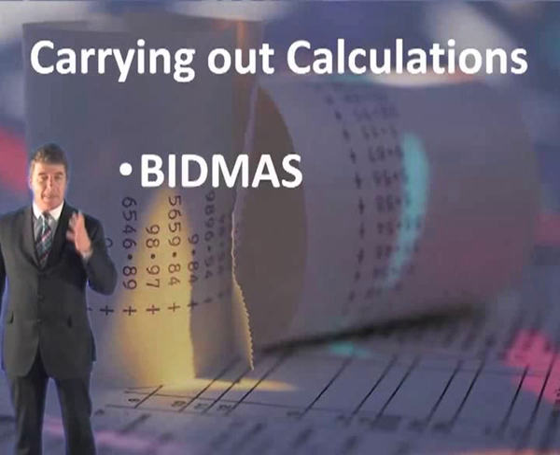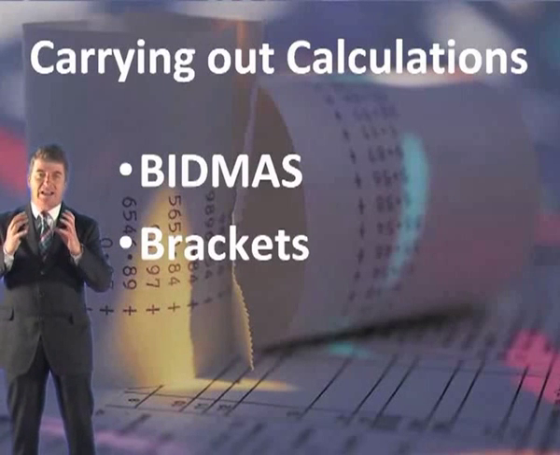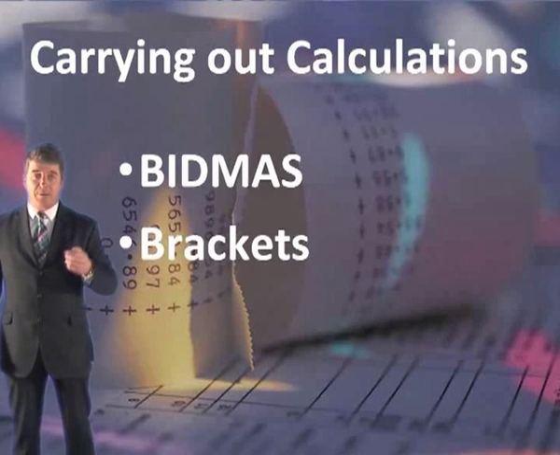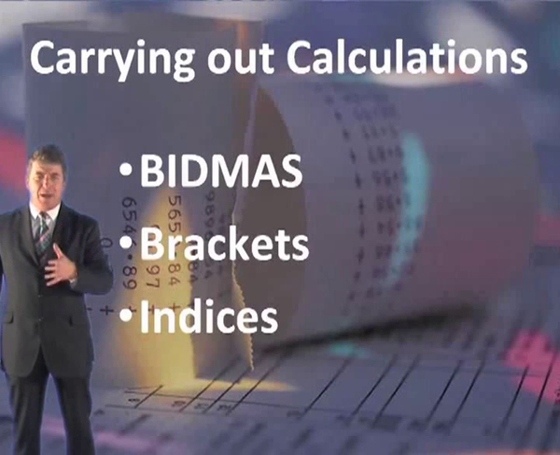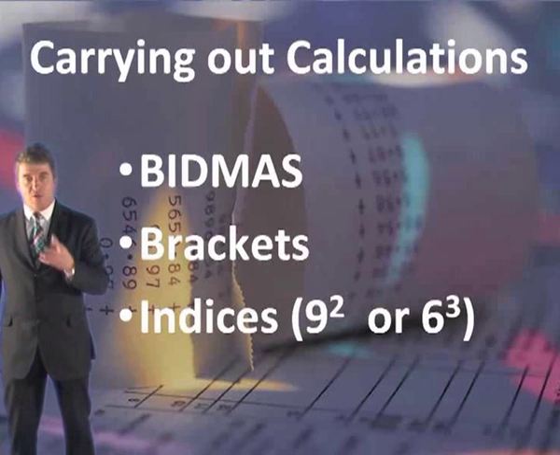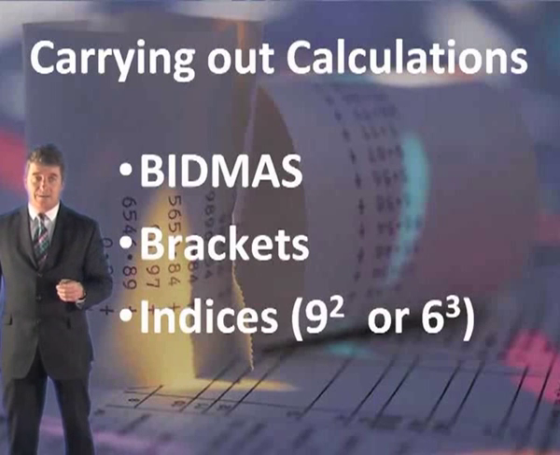So what is BIDMAS? B is brackets. You always carry out the calculations in brackets first. You've got to try and bring those numbers out so you solve the problems in the brackets. I is the indices. This is any number to the power of another number, like 9 squared or 6 to the power of 3. You solve them next. After you've done your brackets, you always solve them next.